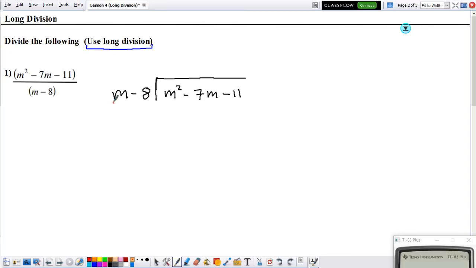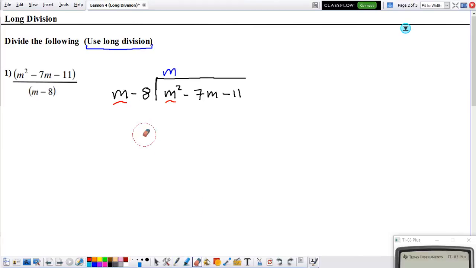You're always going to pay attention to the first on the outside and the first in the inside. Now, your job is to come up with the number or an expression such that if you multiply the first on the outside by the top, it should give you the first on the inside, which in this case, we have m. What can we multiply this m by, and we're going to write it here, to obtain m squared? Well, in this case, it's m, because m times m gets me the first of the inside, which is m squared.